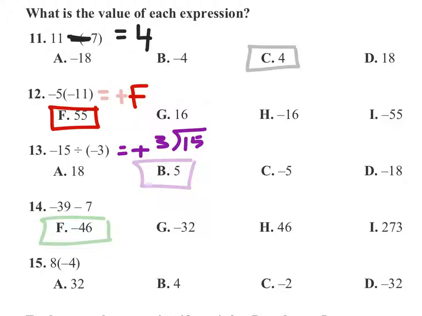All right, number 15. If we got 8 groups of negative 4, then what do we got? Is it 32? No. Is it 4? No. Is it negative 2? No. It is negative 32. Yeah. All right, that is correct.